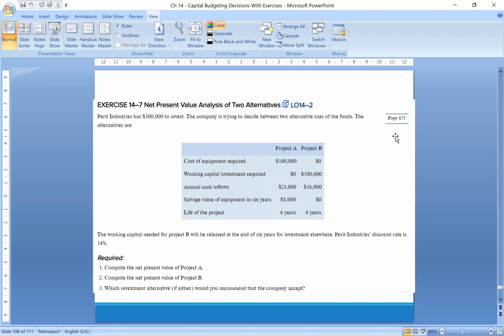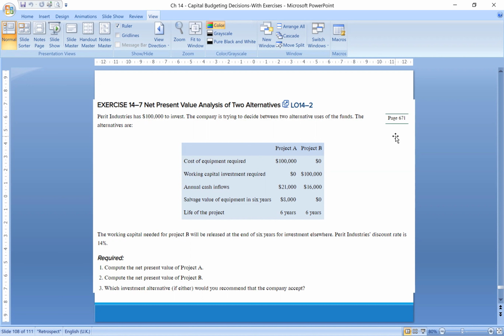The cost of equipment required for project A is 100,000. We don't have a cost of equipment for project B, but we have a working capital investment required for B, 100,000, and we don't have working capital for A. In both cases, these are outflows at the beginning of the project, right? Annual cash inflows are 21 and 16 respectively. Salvage value will be 8,000 and 0 respectively. The life of the project is 6 years for both.